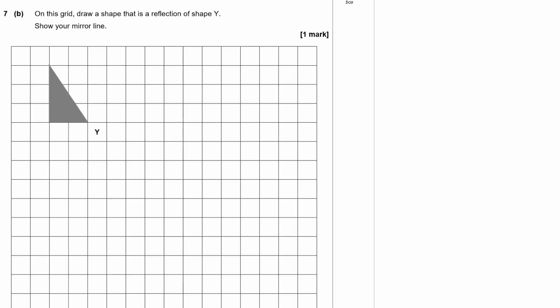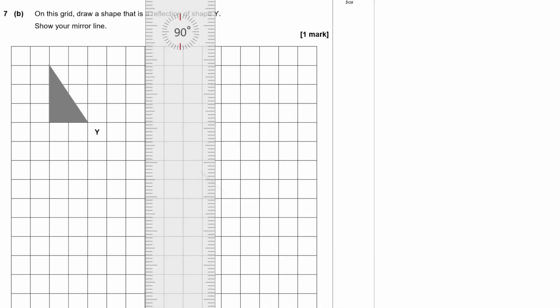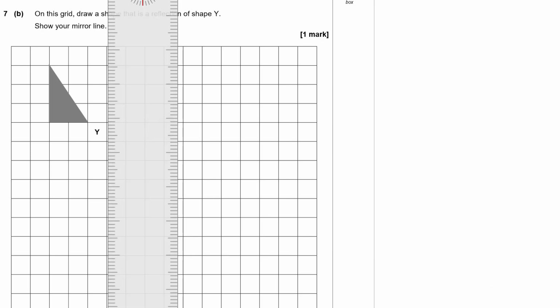On the grid, draw a shape that is a reflection of the shape y. Show your mirror line. Okay, so they haven't actually drawn a mirror line on for us, so we've got quite a lot of freedom for this question. So let's pull out a ruler and draw on a mirror line for ourselves. I'm going to draw the mirror line here.